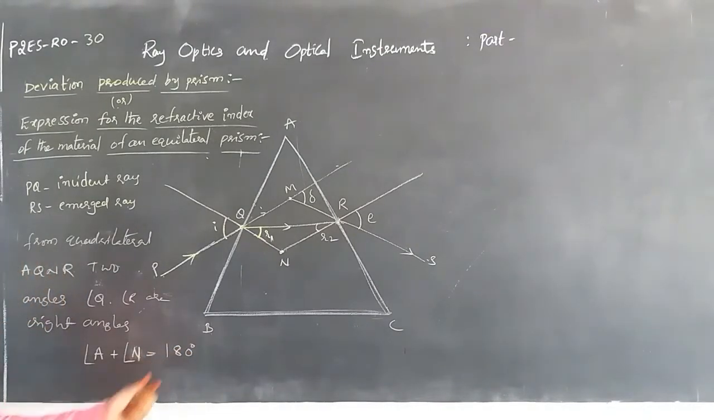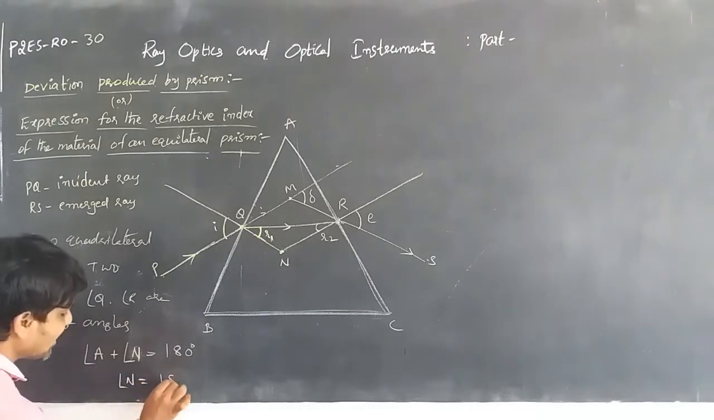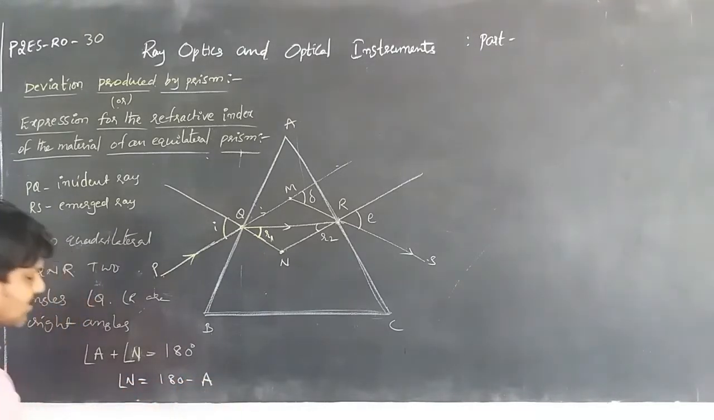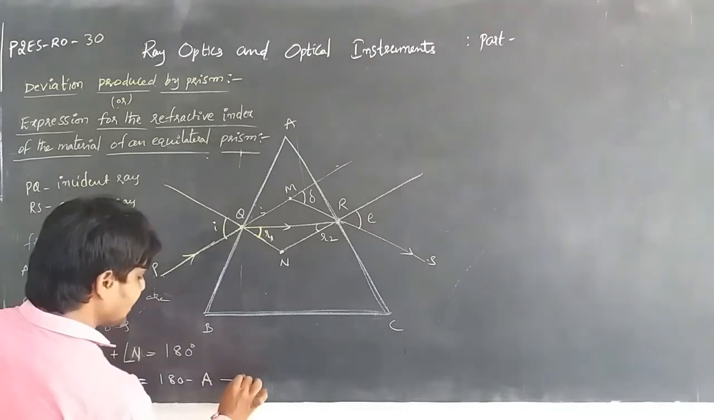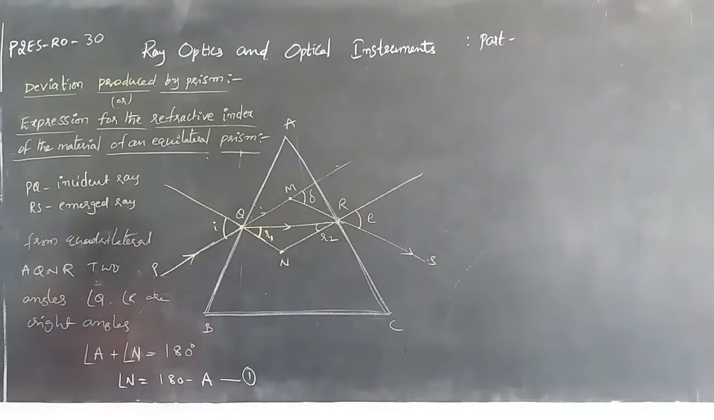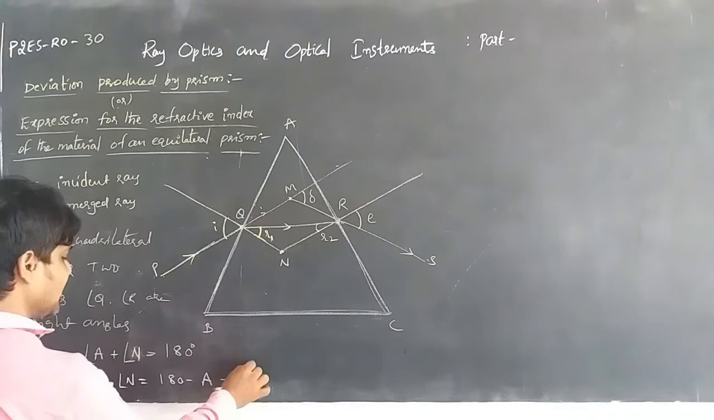Angle A plus angle N is equal to 180 degrees. From that equation, we can write that angle N is equal to 180 minus A. Considering it as a given, this is equation number 1.